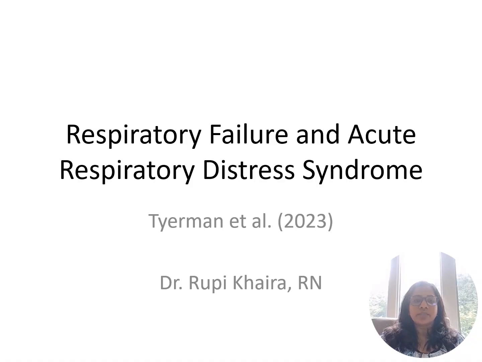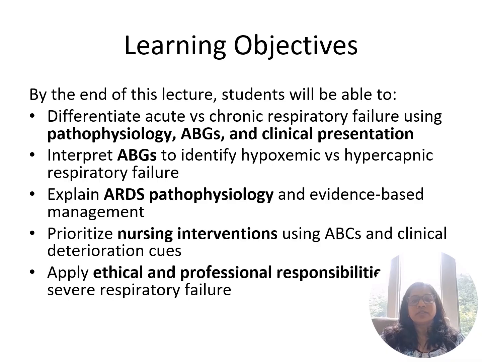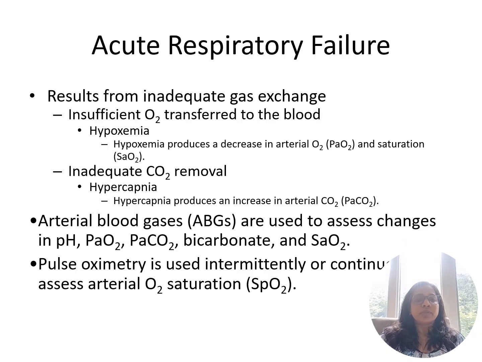Today we are going to learn about respiratory failure and acute respiratory distress syndrome. Please go through the learning objectives, then we're going to skip to acute respiratory failure. So what does acute respiratory failure mean? It could be either inadequate supply of oxygen or inadequate removal of CO2. Both of these can lead to respiratory failure. One could be either hypoxemia or hypoxia, reduced oxygen. The other reason could be CO2 retention in the body or increased PaCO2 levels.